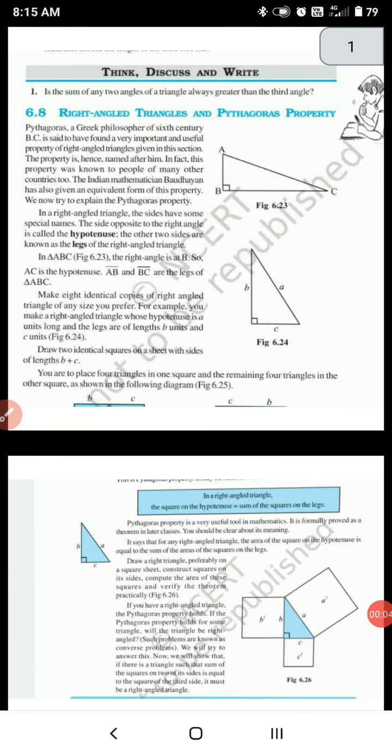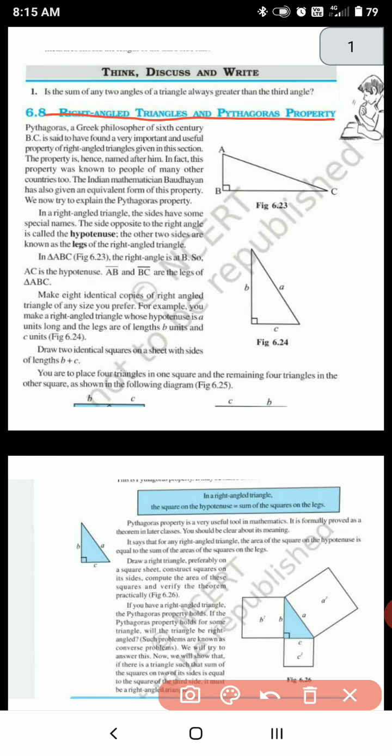Today I am going to start the new topic of your chapter number 6, triangle and its properties, and the topic is right angle triangle and Pythagoras property. Pythagoras is the name of a mathematician who gave this property. After his name, this property is known as Pythagoras property.